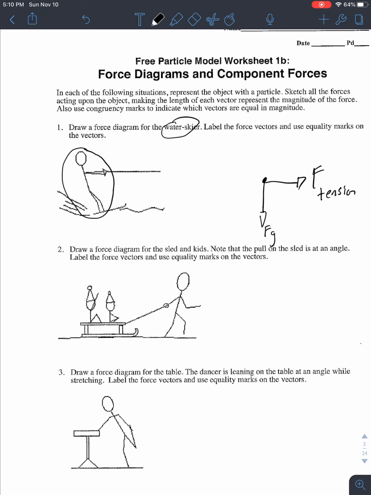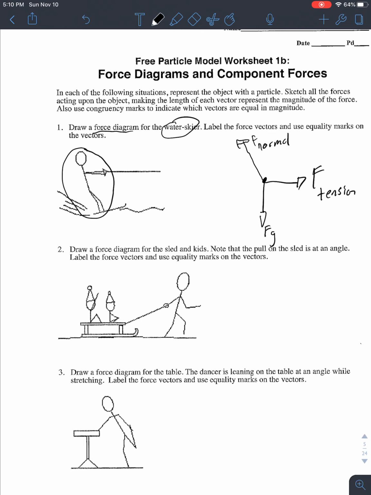And if you notice, the skis are at a slight angle. So we're not including the skis because our force diagram is for the water skier. And the skis are pushing him slightly up to the left. So we're going to have a force going up in that direction, and we're going to call that normal force, since that is a surface.